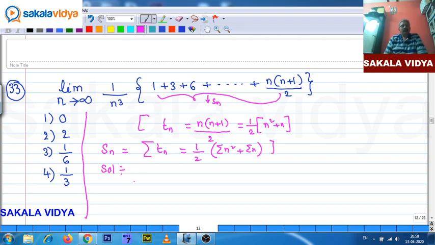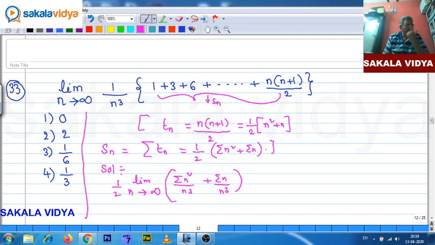So, now limit n tends to infinity, we can write here half common out, sigma n square by n cube plus sigma n by n cube, sorry, this you will get.